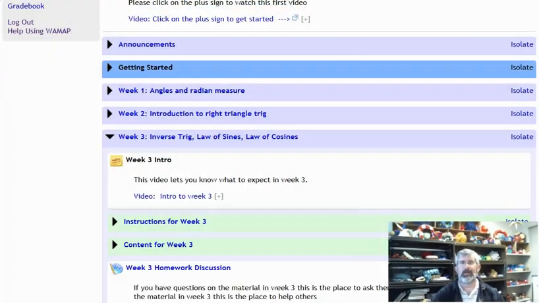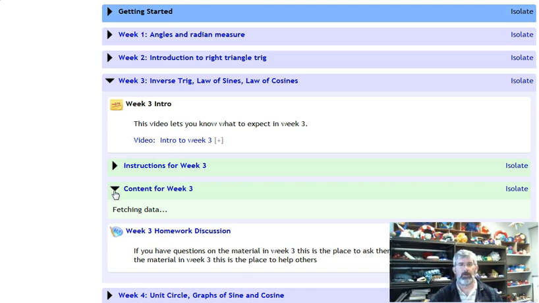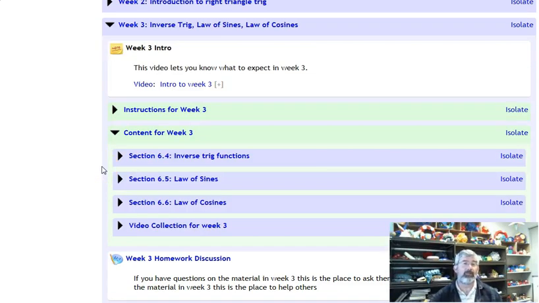Welcome to week 3. I'm going to get myself out of the way and we take a look at what you can expect here this week. Let's see, down in the content, we've got 3 sections to cover this week, so it may seem like a little more than we've done, but particularly compared to week 2, this is less.